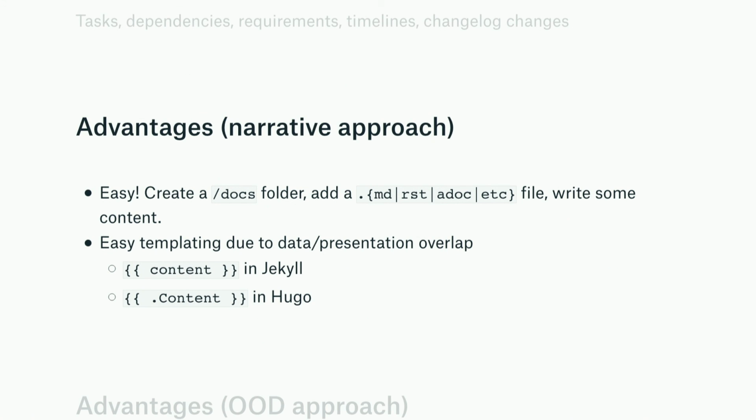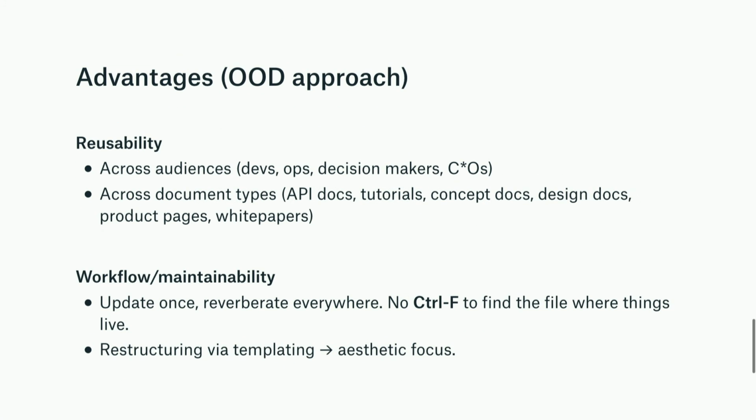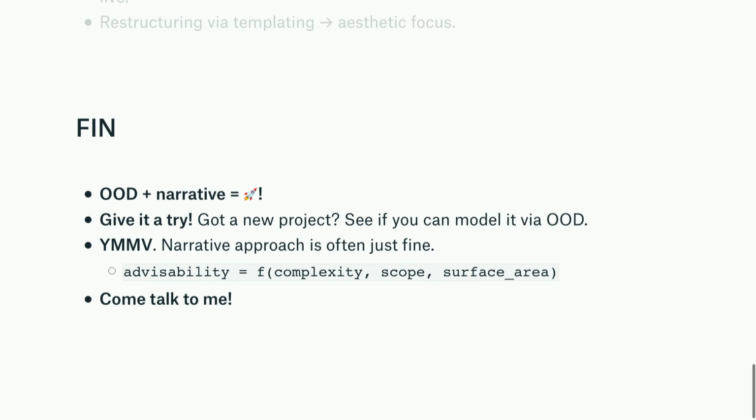So the advantage of the narrative approach is that it's very simple, very straightforward, one page, one file. With the object-oriented approach, you can have one single data object that you can reuse throughout your documentation, in different domains of your docs, different doc types, and so on and so forth. I find it much more maintainable.